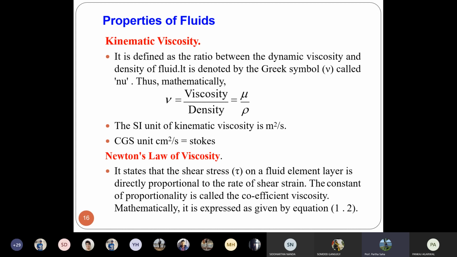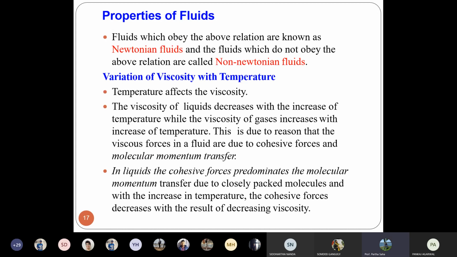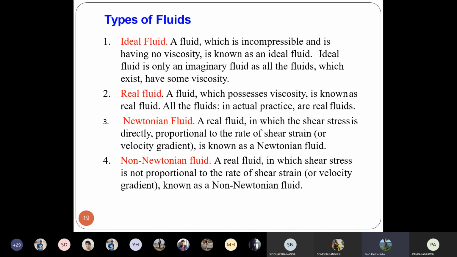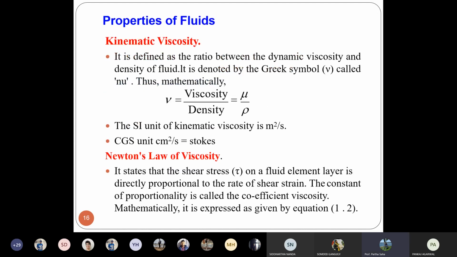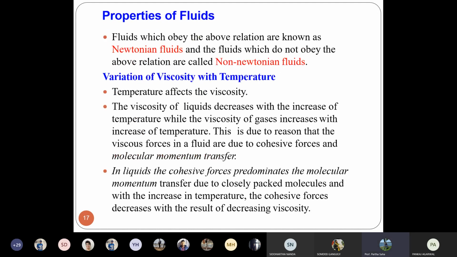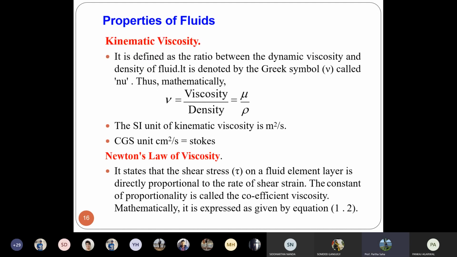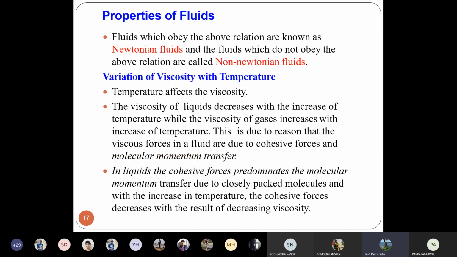So what is Newton's law of viscosity? It states that the shear stress is proportional to the shear strain. If I show it schematically, shear stress should be proportional to shear strain. I think I'll come back to this slide. Okay, next slide. If the shear stress is proportional to shear strain, the fluid behavior is known as Newtonian fluid. If there is a deviation in the fluid characteristic, and the shear stress is not proportional to shear strain, then it's called non-Newtonian fluid.